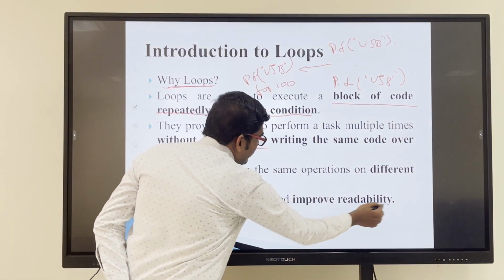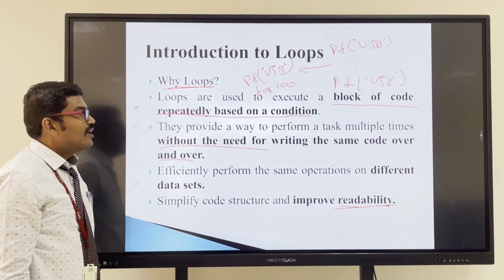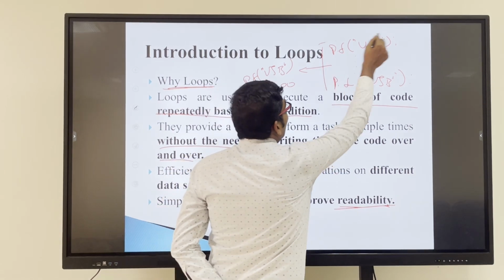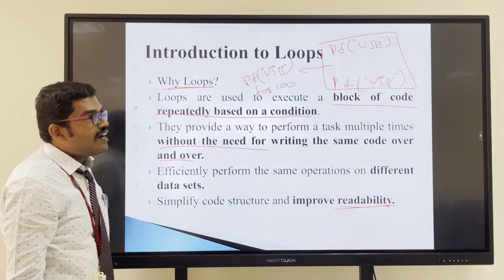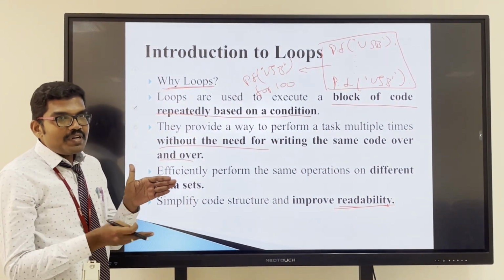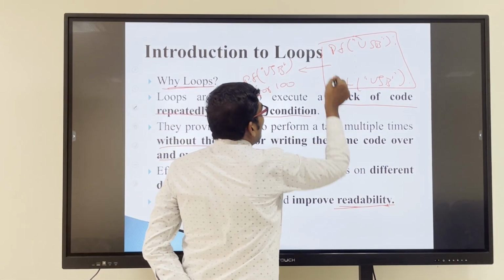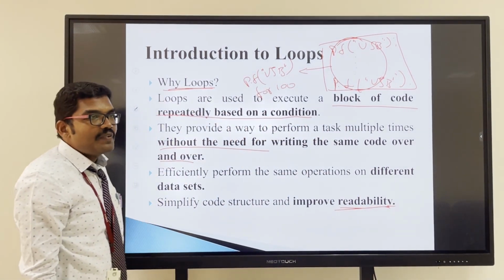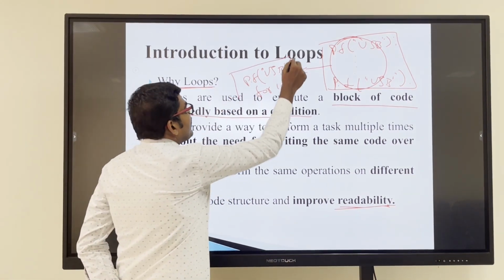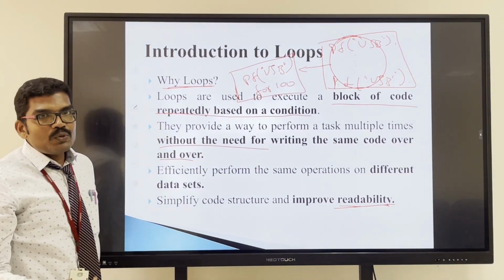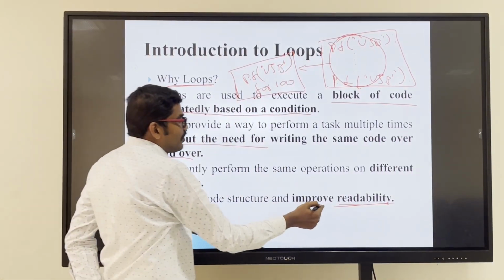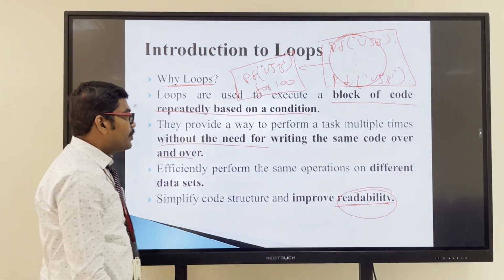Then the next one is readability. For example, if I want to explain this, it is very hard to explain repeated printf. For this case, it is okay, but if you take some complex code, that is very difficult to explain. But this one is very simple because it is nearly 2 to 3 lines. So for simplicity also we are moving to looping.